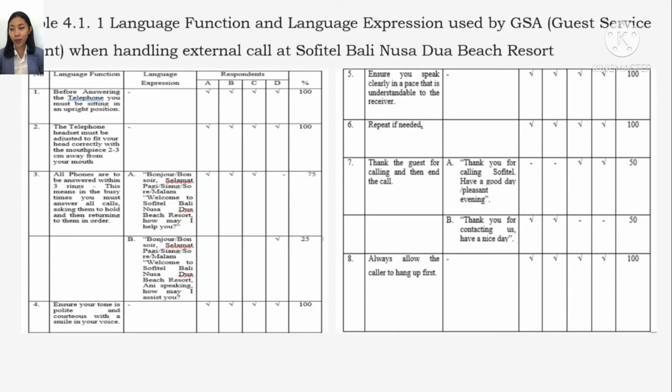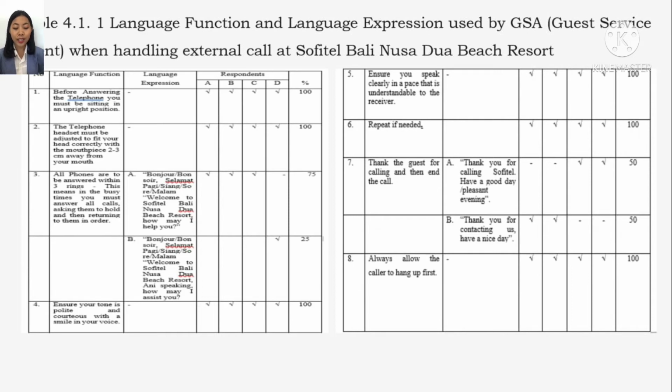The language function number 4 is ensure your tone is polite and courteous with a smile in your voice. So talking over the phone must be polite and avoid the use of harsh words because they can certainly hurt the feelings of the guest as the person we are talking to. So as a guest service agent or telephone operator, avoid social language as much as possible, like bro, sis, and etc. And also avoid mumbling, like saying like that, because mumbling suggests we are not professional.